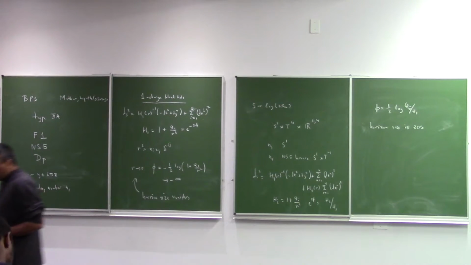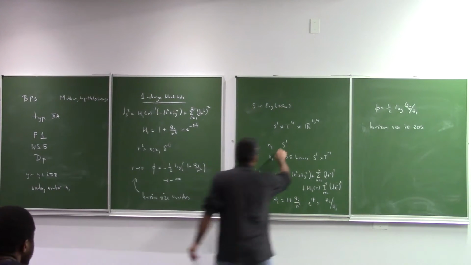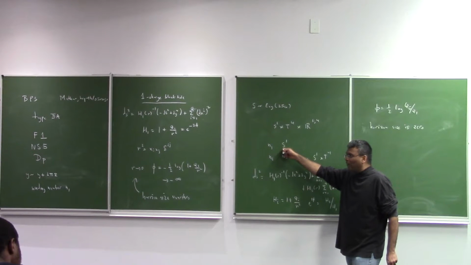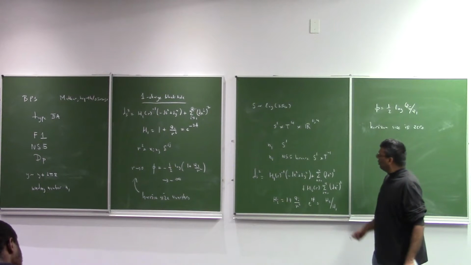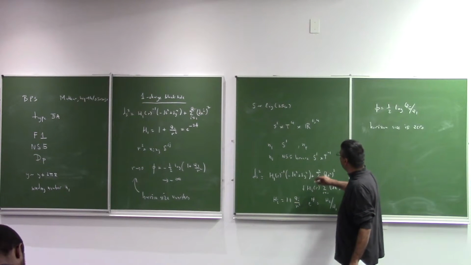So let's go one step further and include a third charge. The third charge is just a momentum along this circle. You have a momentum, and you can have winding for the fundamental string on this circle. When we do this, we include a momentum charge into the game.